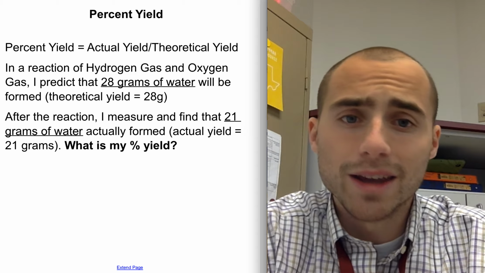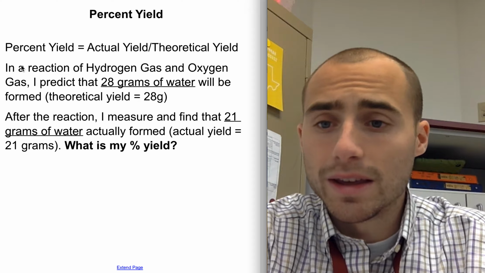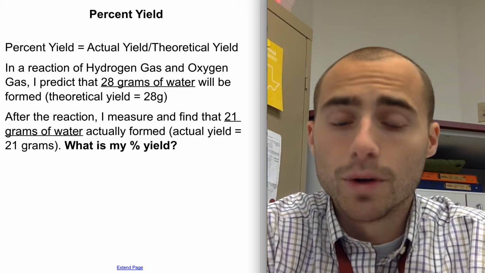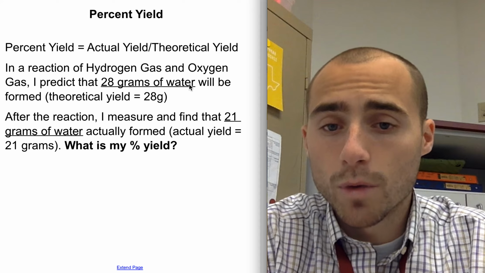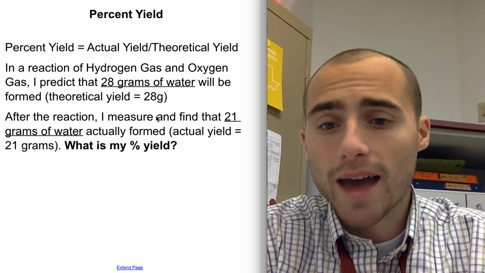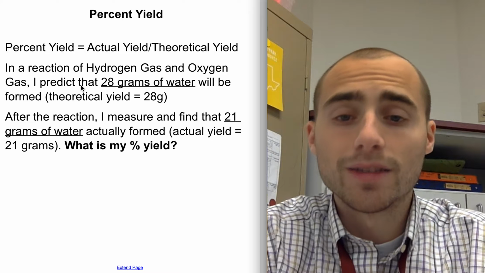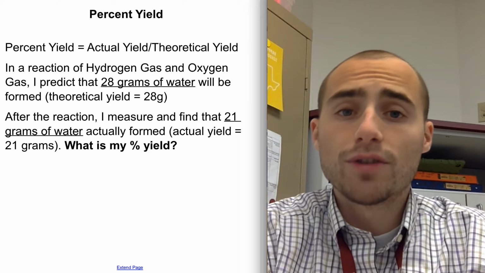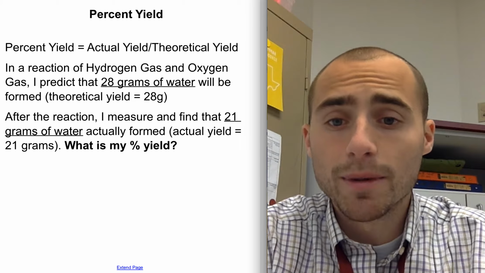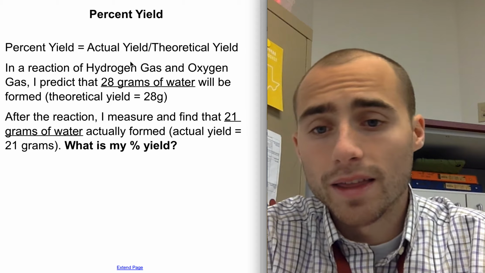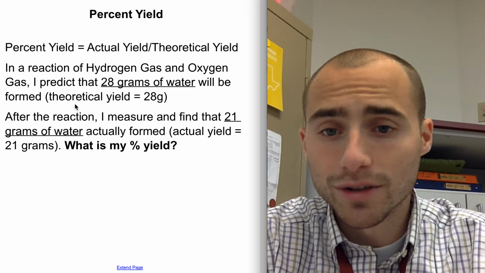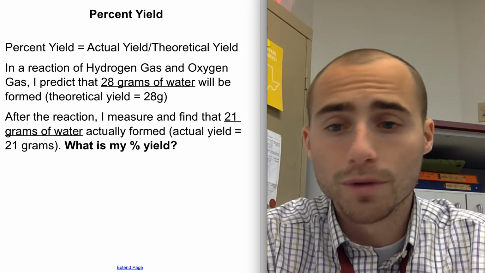Here's an example to introduce this concept of percent yield. In a reaction of hydrogen gas, H2, plus oxygen gas, O2, I predict that 28 grams of water will be formed. My prediction, however much you think will be formed, is your theoretical yield. That is, in ideal conditions, how much of a given product a scientist, or whoever's running the experiment, thinks will be formed. That is the theoretical yield, and that's what would happen in ideal conditions. So in ideal conditions for this problem, 28 grams of water will be formed.